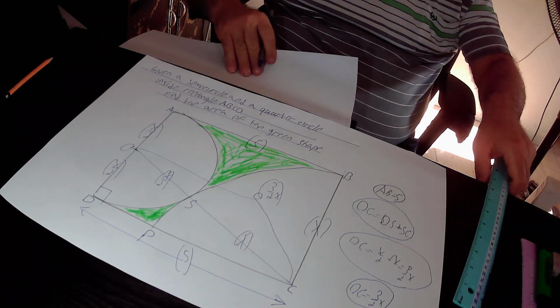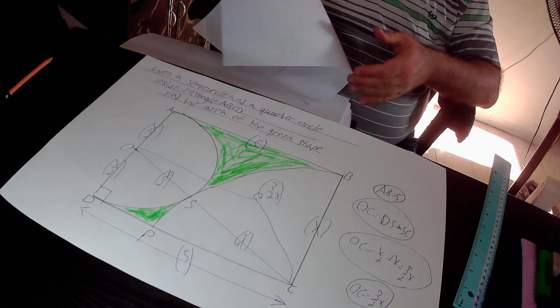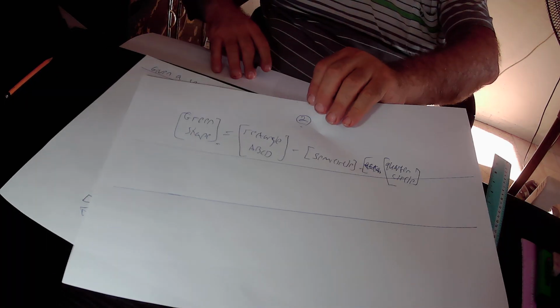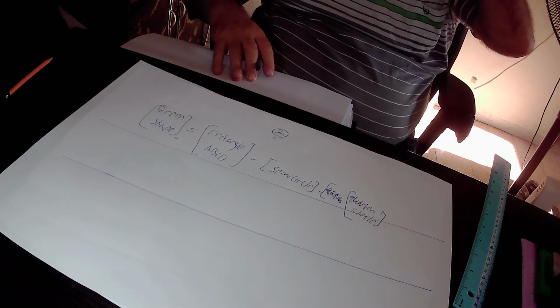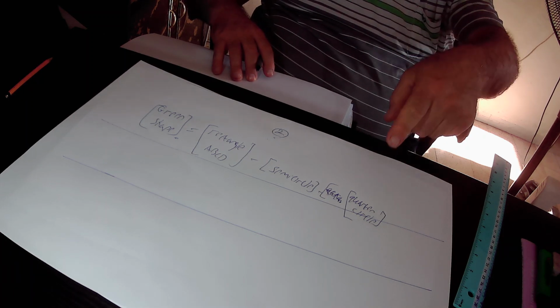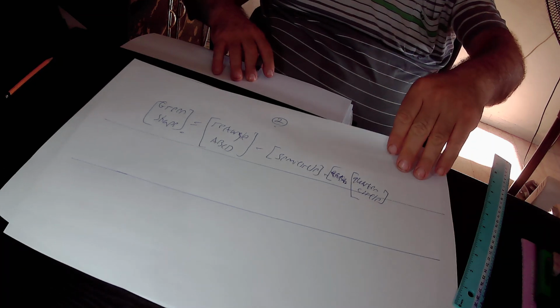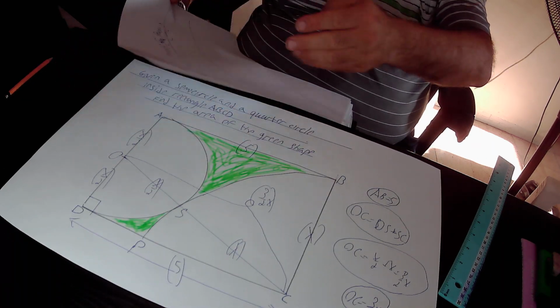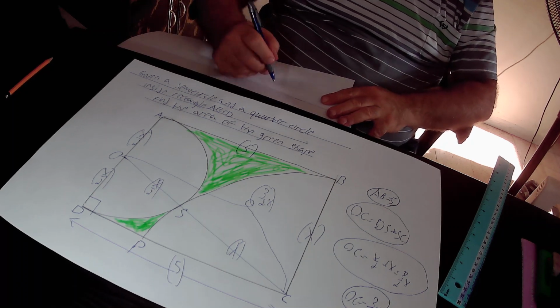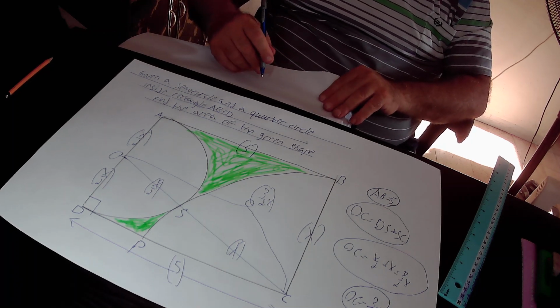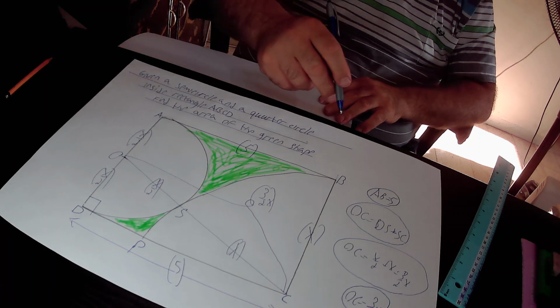So repeat again. We found out that the area of the green shape equals the area of rectangle ABCD minus the area of the semicircle minus the area of the quarter circle. So what is the area of rectangle ABCD? We know that the area of a rectangle equals the length times the width.